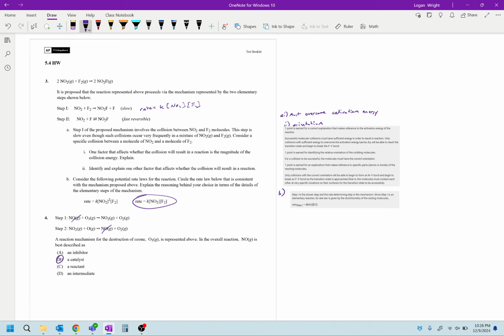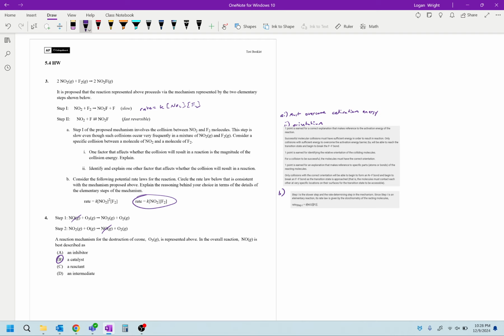So the short answer is the word orientation. The identify was really just identify. The explain would be for a collision to be successful, the molecules must have the correct orientation. And then they went into further detail of specific parts that would need to interact.